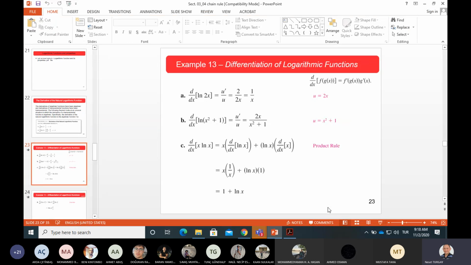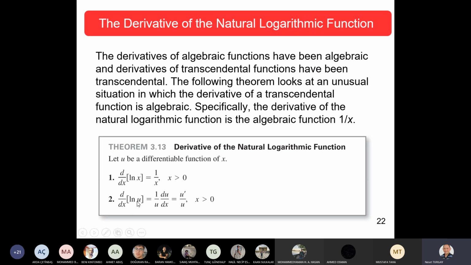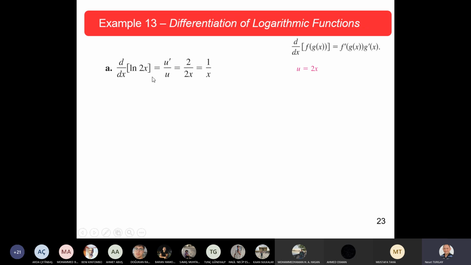Now, for example, look at this. Okay, we have 2 minutes. What is the derivative of this? What is u here? U is 2x, right? So this is ln u. What is the derivative? U prime over u. U prime is 2. U is 2x. So the answer is 2 over 2x, or 1 over x. Are you okay with this?